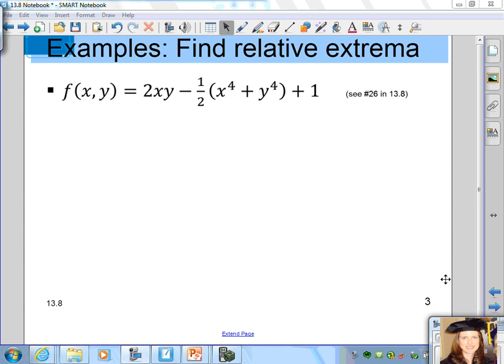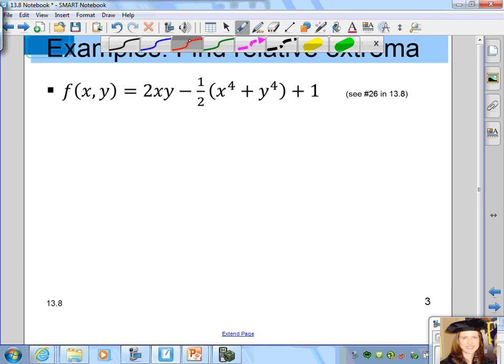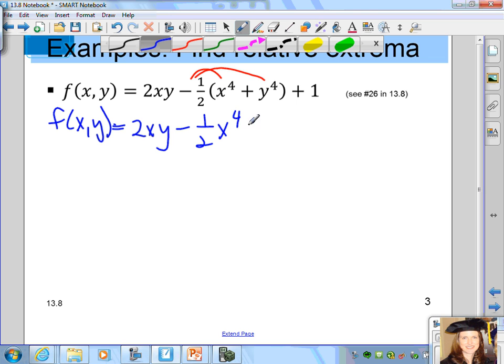In this example for 13.8, we want to find the relative extrema for f of x, y equals 2xy minus 1/2 the quantity of x to the fourth plus y to the fourth, and then plus 1. It may be easier for this one when you're finding the critical points to distribute that negative 1/2 before taking the derivative. So we can rewrite our function f of x, y as 2xy minus 1/2 of x to the fourth minus another 1/2 of y to the fourth plus 1.